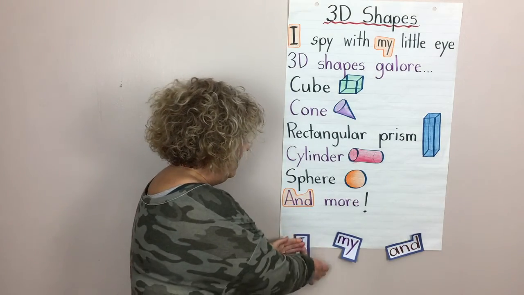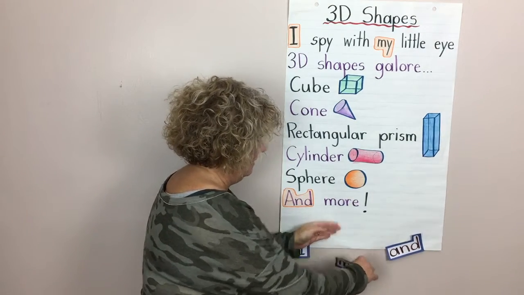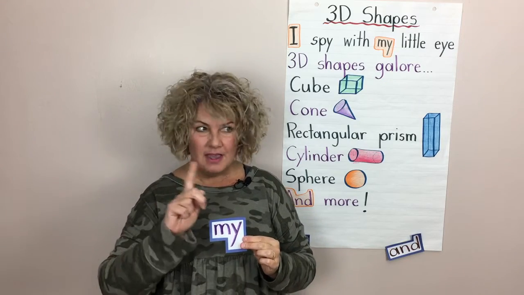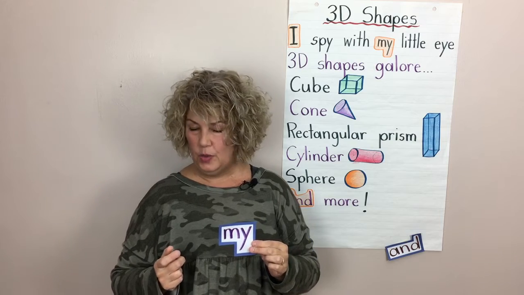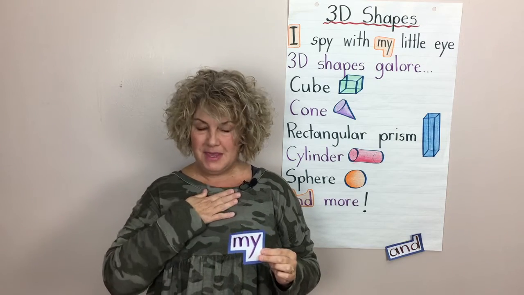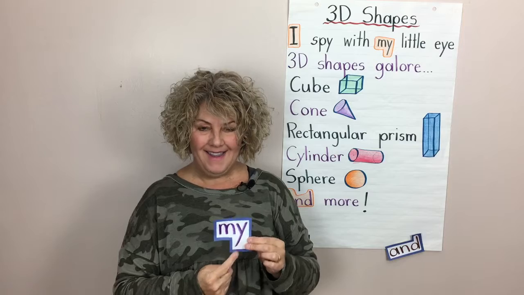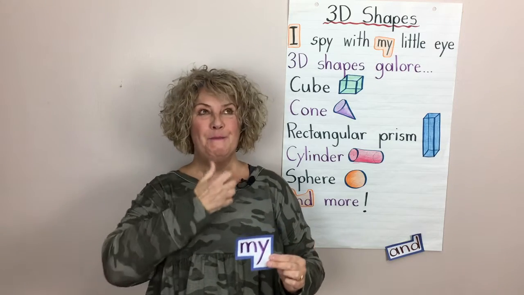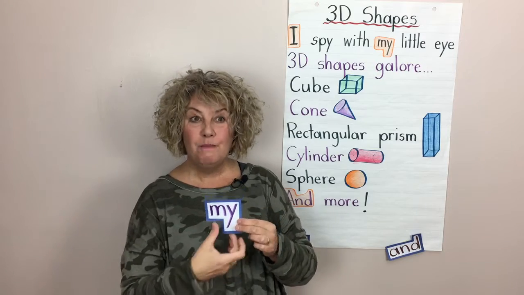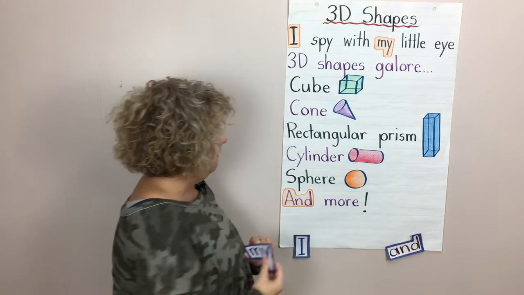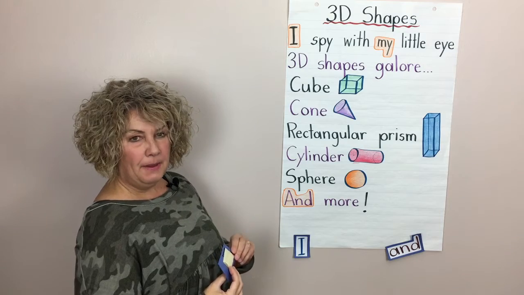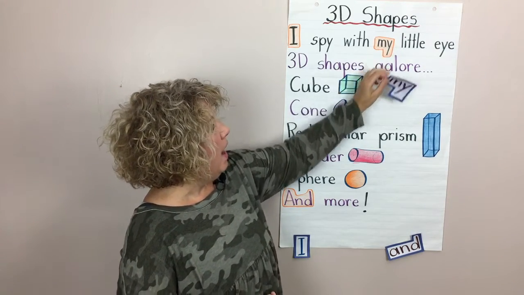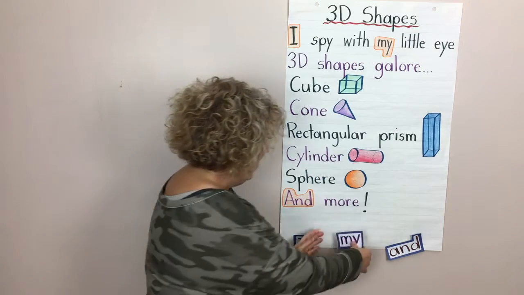We have another sight word over here. This is M-Y. Don't get confused with another sight word we know. We know M-E spells me. This is M-Y, and this is the word my. M-Y spells my. Can you find that word my in the poem? Look up, up, up. Do you see it way over here? There's the word my. M-Y spells my.